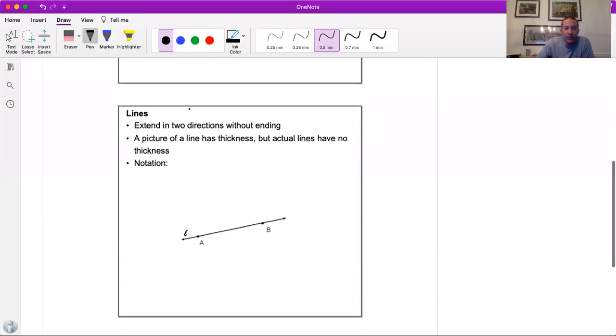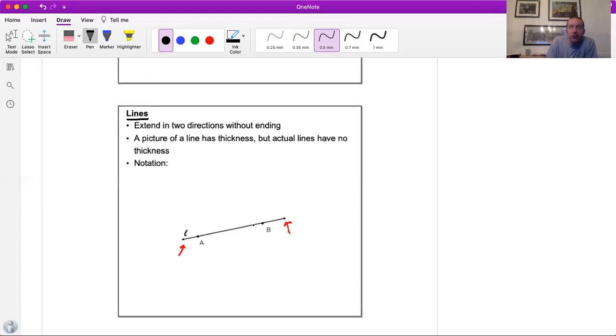So a line is the next one we're going to talk about, and that is a bunch of points that are all arranged right next to each other in a straight line. If we just say line, you see these little arrows here at the ends of the line? That little arrow tells you it goes on forever in this direction to the left, and it goes on forever in this direction to the right. That's when it says extend in two directions without ending. It means assume it goes on forever, as far as you want it to go, in both directions.